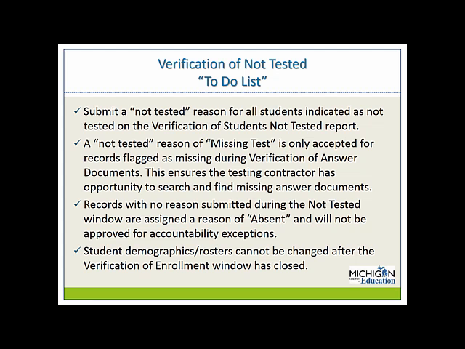This is a to-do list for the Verification of Not Tested window. Submit a not tested reason for all students indicated as not tested on the Verification of Students Not Tested report. A not tested reason of missing test will only be accepted for records that are flagged as missing during the verification of answer documents. This allows the testing contractor the opportunity to search and find any missing answer documents. A record with no reason submitted during the not tested window will be assigned a reason of absent, and this will not be approved for accountability exceptions. Student demographics and rosters cannot be changed once the verification of enrollment window has closed.